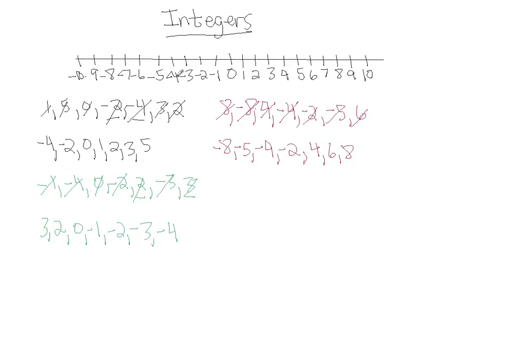And again, we can check this just like we did in the other ones on our number line, but going from greatest to least, we're going from right to left. We can see that this is indeed ordered correctly.